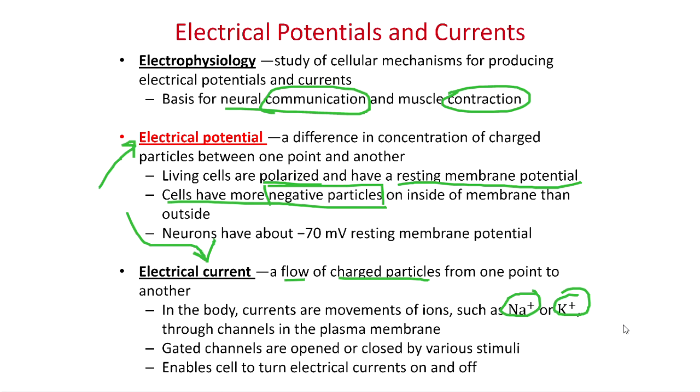And as we look at this electrical current, it's going to enable cells to turn on and off. If we have an electrical current traveling down the cell, it's going to have the charged particles with lots of movement. If we don't have that electrical current, we're not going to have a lot of movement of the charged particles because the gated channels are going to be closed.